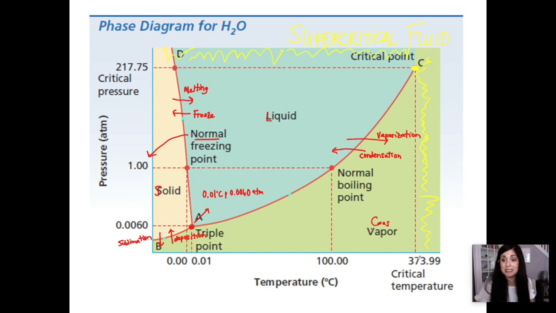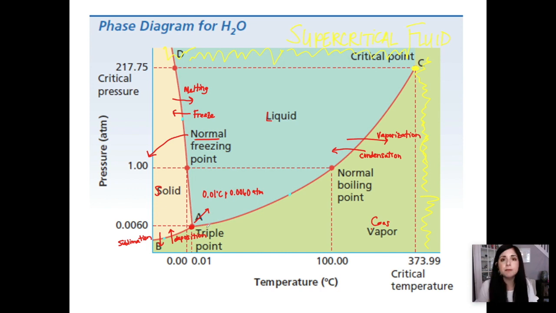And it's also a crazy temperature. It's 373 degrees Celsius, which I can't even fathom how high that is. But it's a very, very high temperature. So beyond that point, we can no longer distinguish between a liquid or a gas. That's its own entity, which is a supercritical fluid.